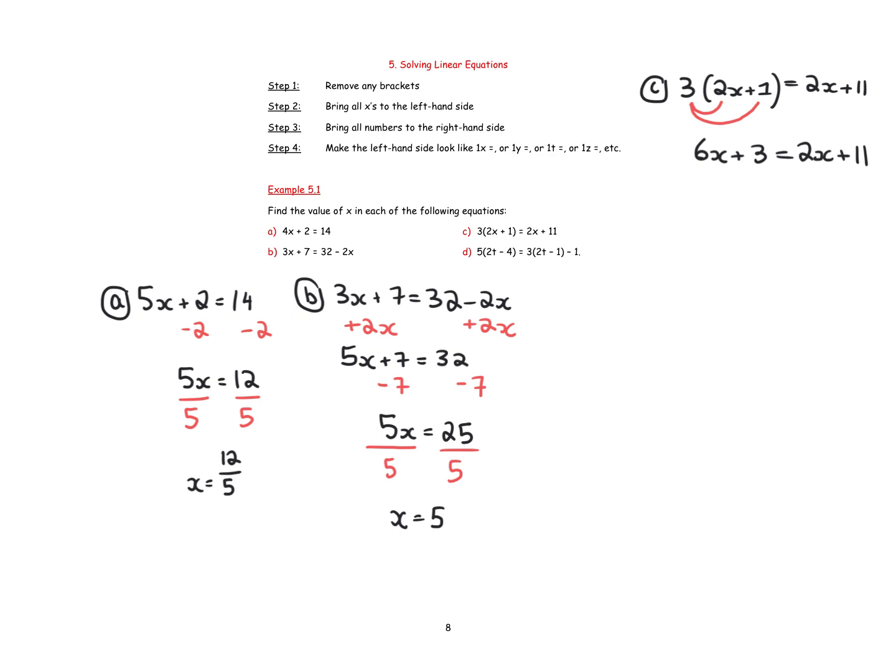Again, I need to bring all the x's to the left-hand side, meaning I'm going to minus 2x from both sides. When I do that, I'll be left with 4x plus 3 is equal to 11. Next, I'm going to bring all the numbers to the right-hand side. When I do that, I'm going to minus 3 from both sides, and I'll have 4x is equal to 8.